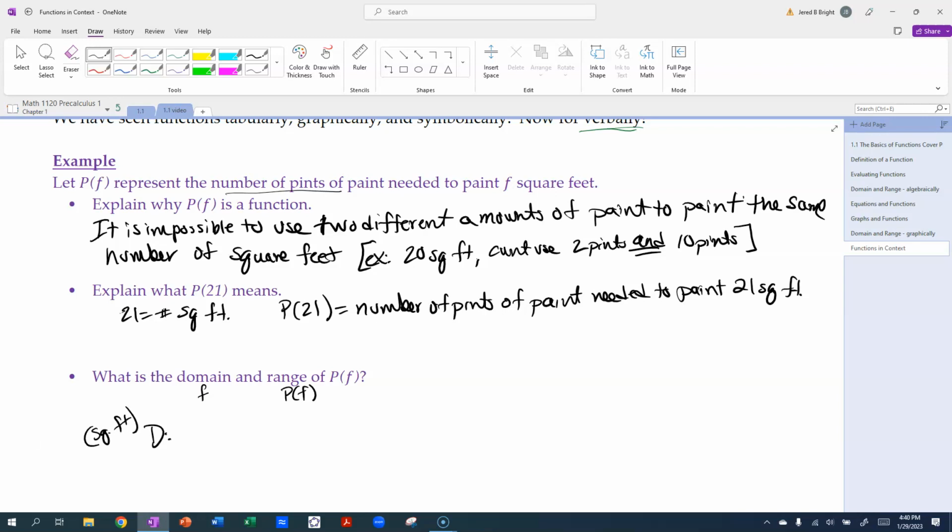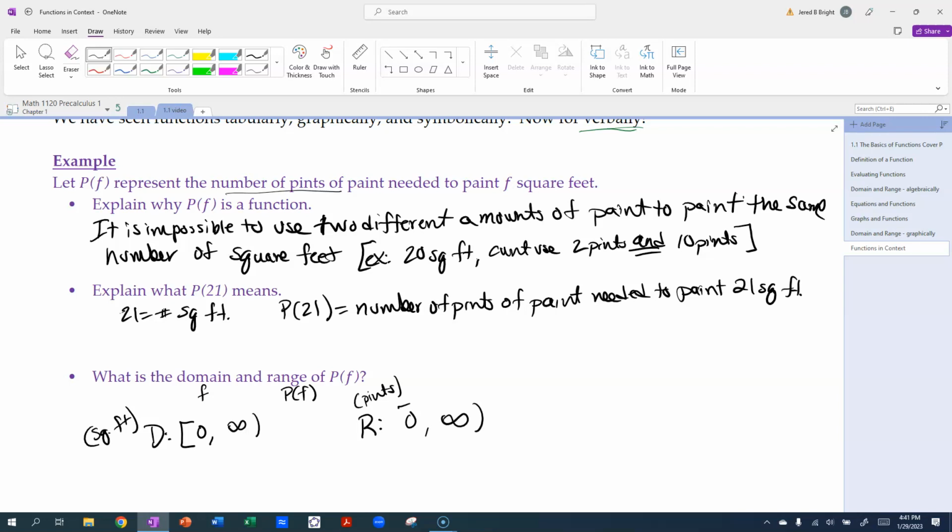Domain: you could have 0 square feet to a lot. Infinity might be a stretch, but you could have a lot. So anything in between 0 and a lot. For the range, this would be the number of pints. The question is, can you have 0 and can you have a lot?